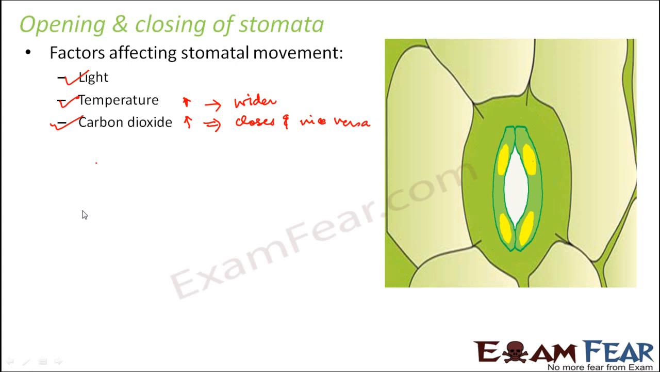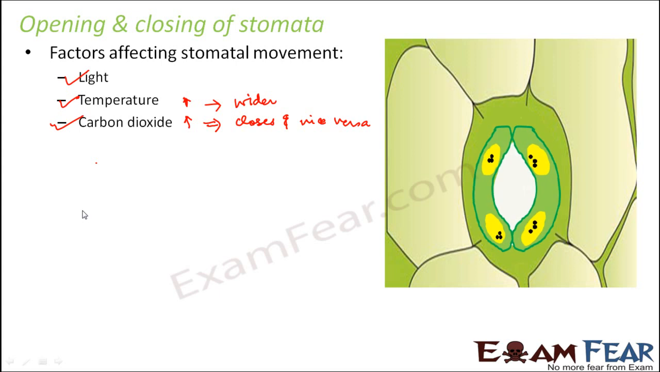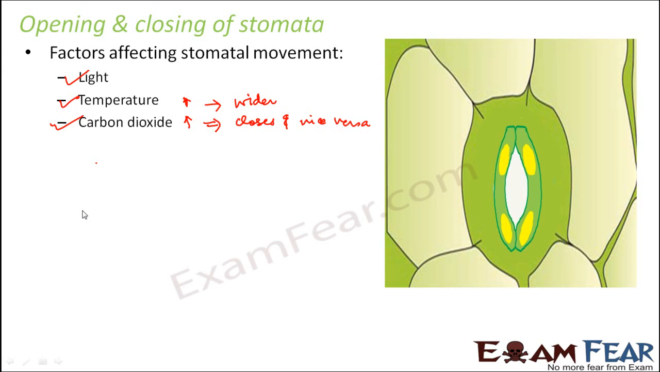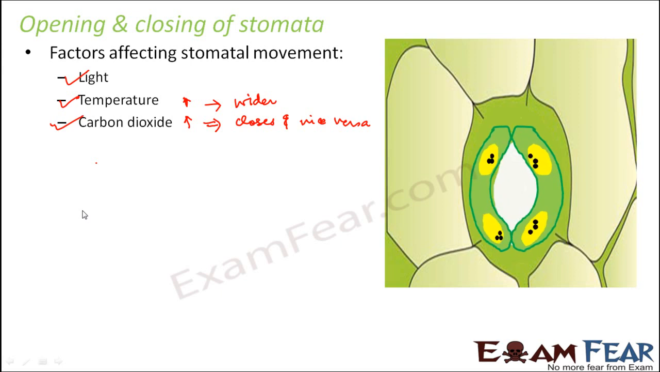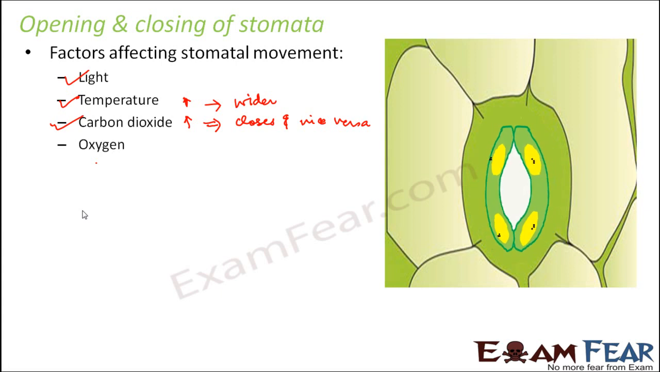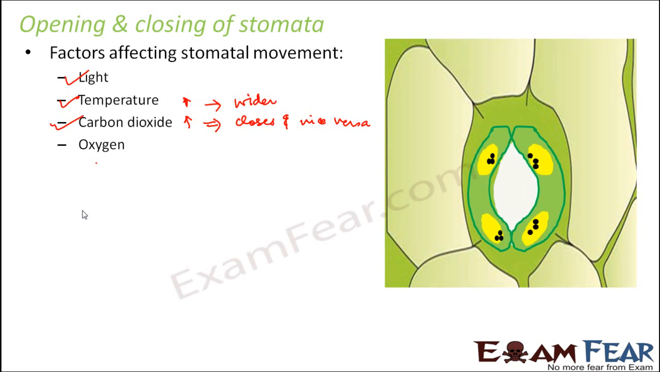Now, when we say concentration of carbon dioxide, I mean the internal concentration only impacts, not the external carbon dioxide concentration. It is not about how much carbon dioxide is present in the surroundings. It is only about the carbon dioxide which is present within the leaf or within the stomatal apparatus. Next is oxygen. Oxygen again is essential for stomatal opening. Without it, the stomata cannot open.